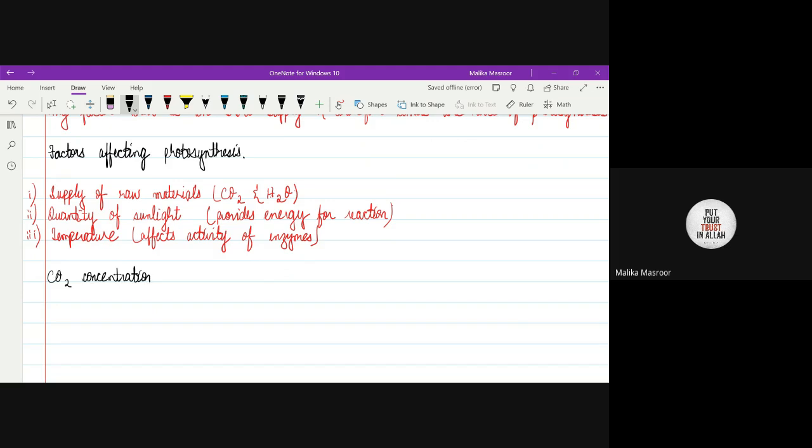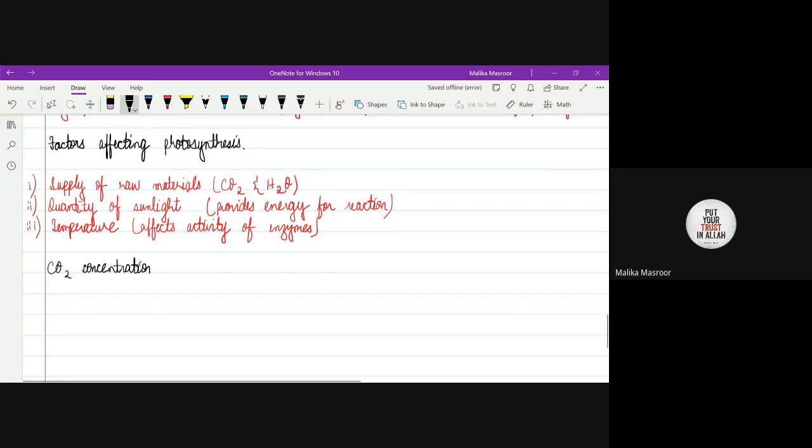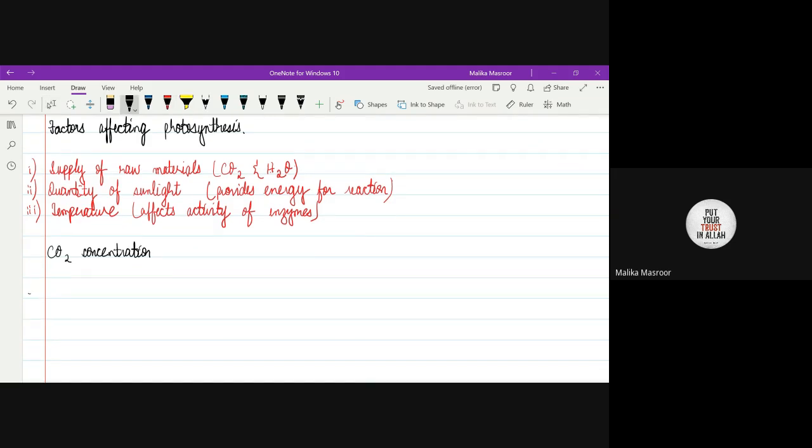So the more carbon dioxide a plant is given, the faster it can photosynthesize. But once it reaches a certain level, there is no further increase in the rate of photosynthesis. Why is that? Because now there is some other factor that is affecting the rate of photosynthesis. Carbon dioxide is no longer the limiting factor. As carbon dioxide concentration increases, rate of photosynthesis also increases.